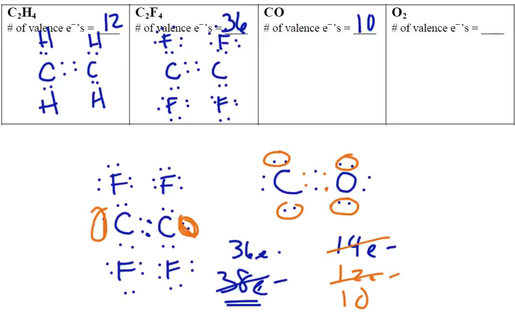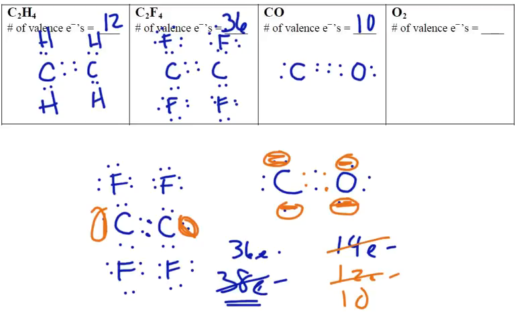So my final picture here, once I get rid of those and those and those and those, is a triple bond. So let's clean that up. Carbon, triple bond, oxygen, and that leaves one lone pair on the carbon and the oxygen. So there we have 10 electrons.